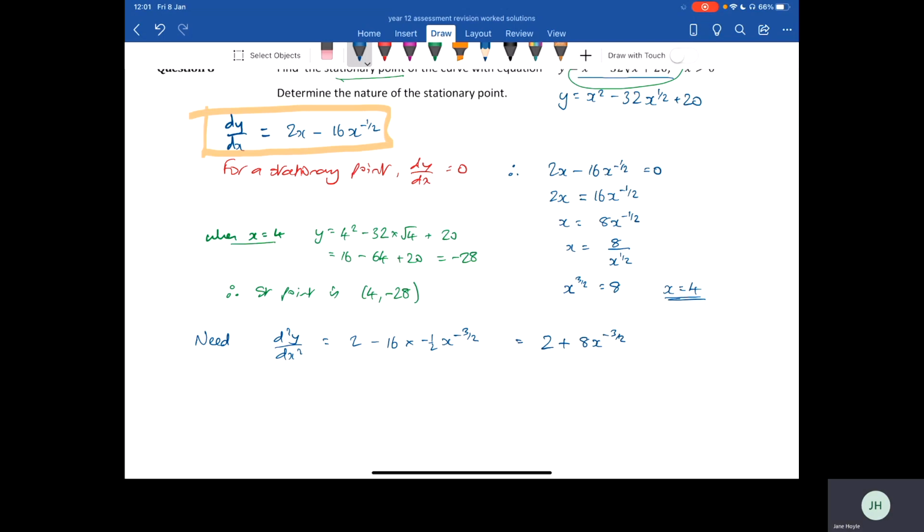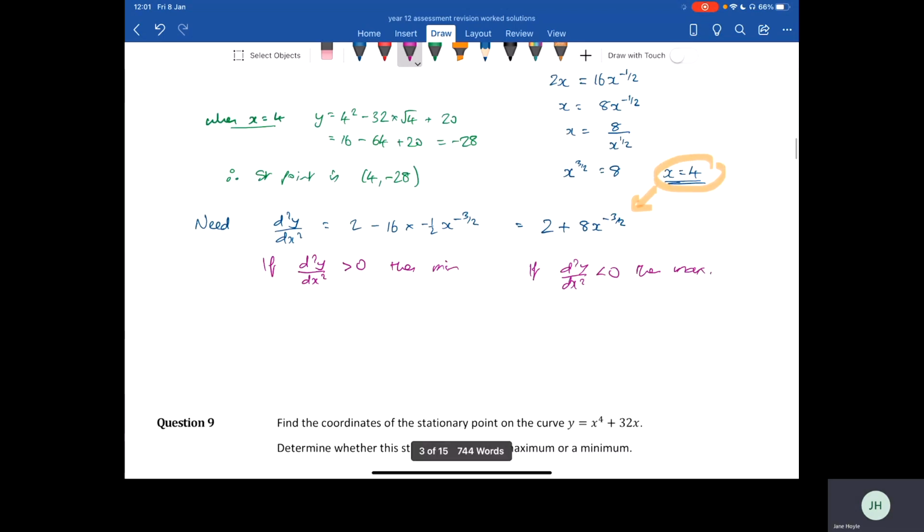So we need to evaluate this at x equals 4. Remember, this is when our stationary point occurs. So I pop that into there, and remember the fact that you need to state: if d2y by dx squared is greater than 0, then we've got a minimum. And if we have d2y by dx squared less than 0, then we have got a maximum. And I think I can see already where this is going.